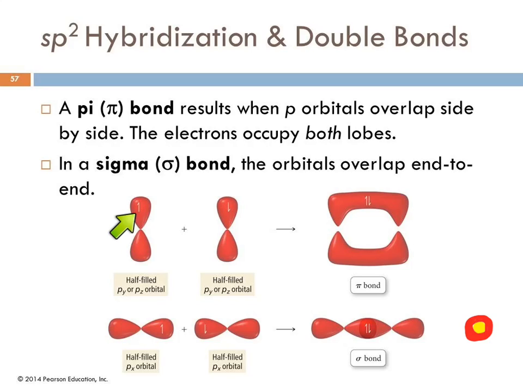The pi bond is when you have two of these orbitals that are parallel to each other and they overlap side to side. And then you get something like this. And if we looked at this down the bond angle, we'd see something more like this.